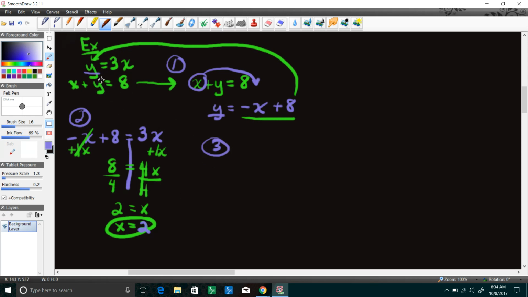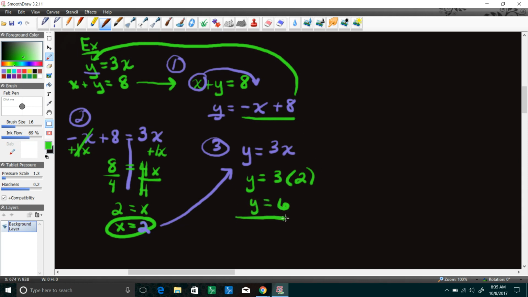Well, for this part, we typically take one of our originals and we find it this way. So I'm going to take y equals 3x because that one looks easier. And I'm going to plug in this x into that equation. So when I do that, I will have y equals 3, and then inside the parentheses, I'm going to put that 2 because I want to know what y is equal to when x equals 2. So y equals 3 times 2 is 6.